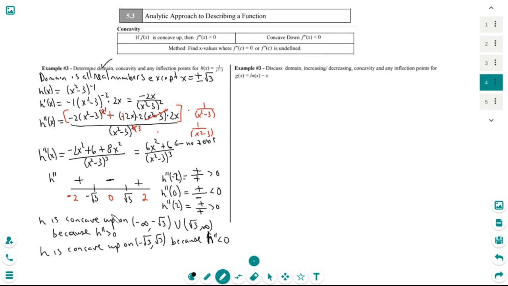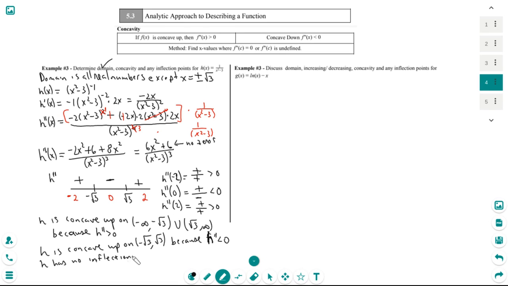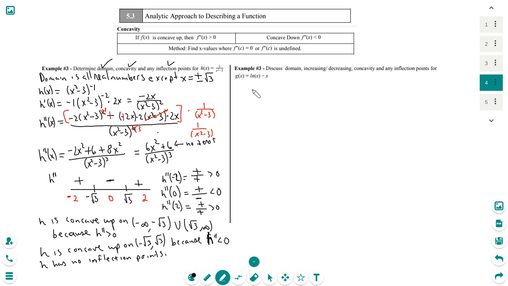Okay. Now, inflection points. I know the concavity is changing around negative root 3 and root 3, but again, remember, to be an inflection point, you have to be a defined value of the original function, and those are not. The function isn't defined at those values, so there are no inflection points. H has no inflection points. Okay. All right, so we're done. We've got concavity, inflection points, check, done.